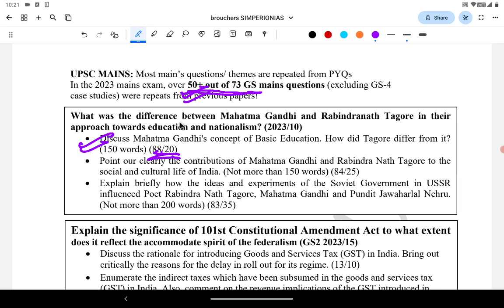The same question: the difference between Mahatma Gandhi and Rabindranath Tagore in their approach towards education. Discuss Mahatma Gandhi's concept of basic education. How did Tagore differ?